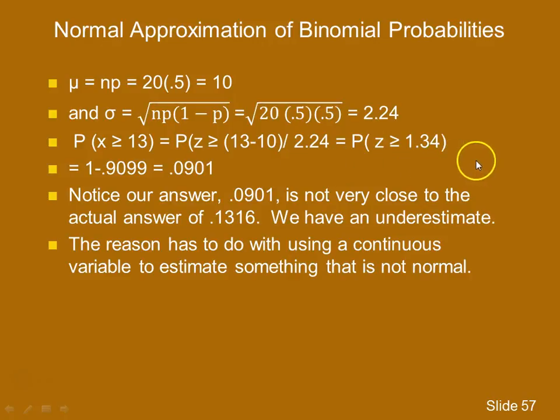Notice that's not a very good estimate. We happen to know the actual answer, remember, is 0.1316. So 0.0901 is not really that close to 0.1316. And we have an underestimate.